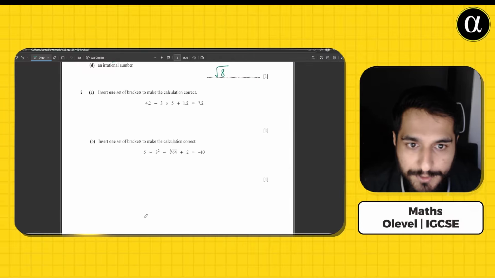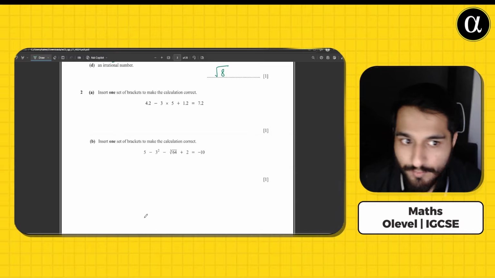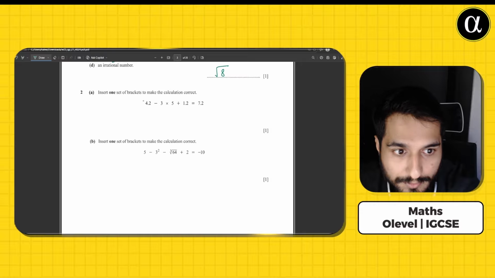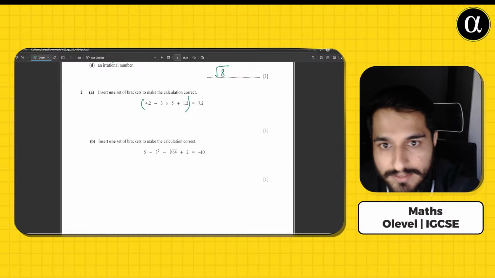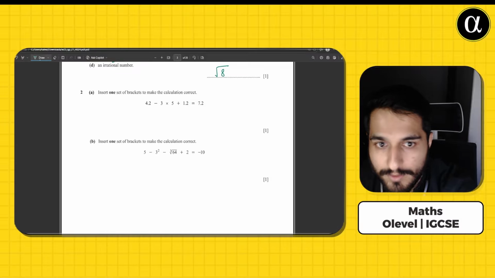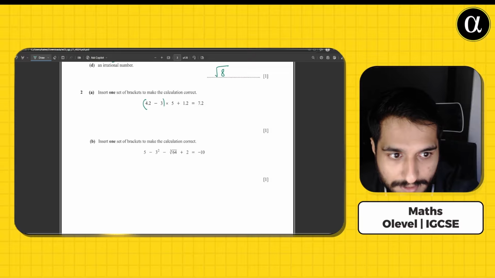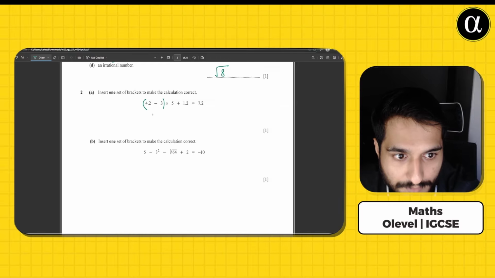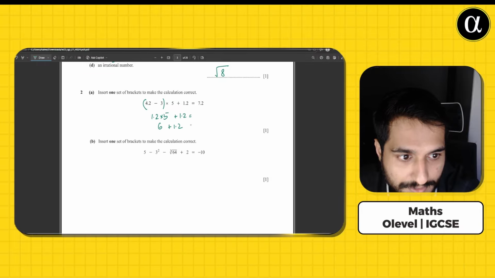Question number 2 states that we need to insert one set of brackets to make the calculation correct. Now for this question, you may need to do trial and error. If you're smart enough, you may be able to find this directly, but if not, you may need to do trial and error by placing brackets randomly, right? So it's up to you on how you want to solve this. Let's suppose we apply brackets over here, and we'll cross check. Now 4.2 minus 3 is going to give you 1.2, and 1.2 into 5 plus 1.2 gives you 6 plus 1.2, which equals 7.2. That means we are doing it correctly.